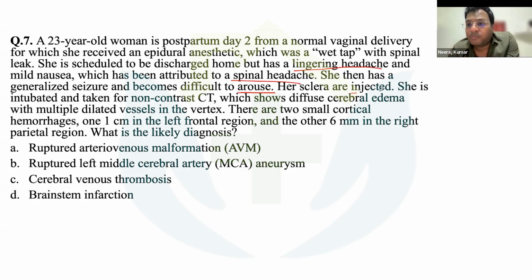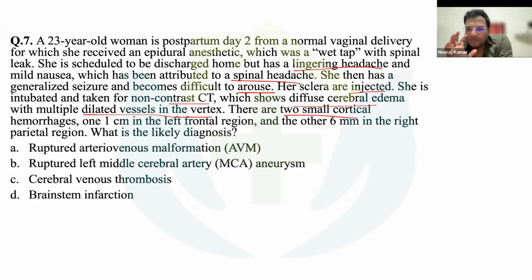Sclera was also red, and she is intubated and taken for NCCT, which shows diffuse cerebral edema, multiple dilated vessels in the vertex, and 2 small cortical hemorrhages, 1 centimeter in the left frontal lesion and the other 6 millimeters in the right parietal lesion. So what could be the probable diagnosis in this case? Very typical finding. Okay. Anyone more?